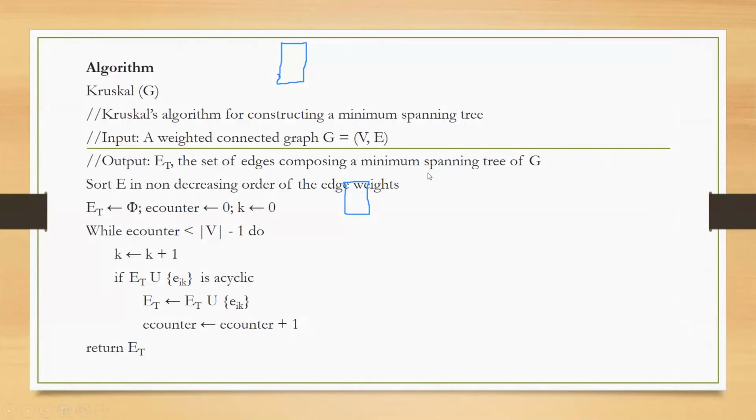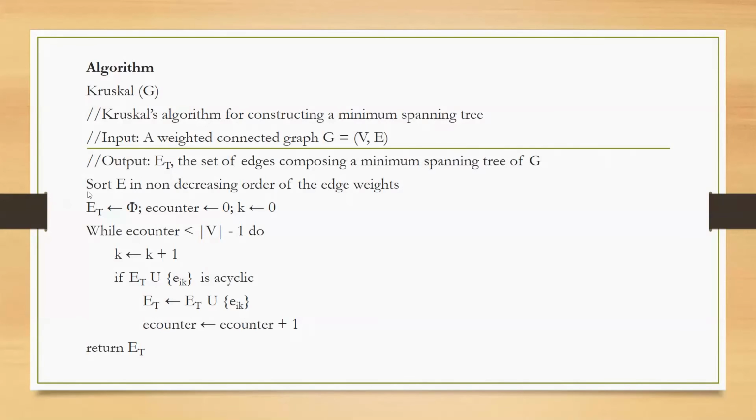It is very simple. You can understand this very easily. Kruskal algorithm. The input for this is a graph G. Kruskal algorithm for constructing a minimum spanning tree. What is the input? A weighted connected graph. The graph should be connected and it should contain weights. What is the output? The output of this algorithm is ET. You should tell which are the edges that are selected, the set of edges composing the minimum spanning tree of G.